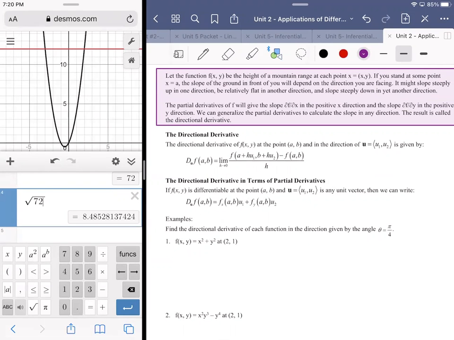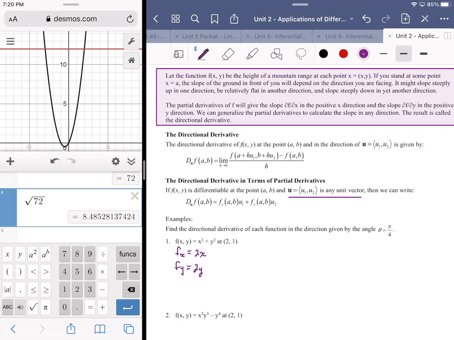So find the directional derivative of each function in the direction given by the angle theta equal to pi over 4. All right, so first off, very simple, not always simple, but in this case simple, f sub x is 2x, f sub y is 2y. All right, now we're defining u as any unit vector.